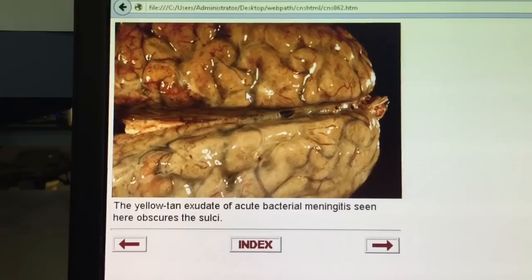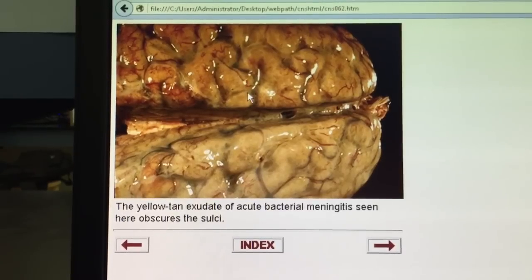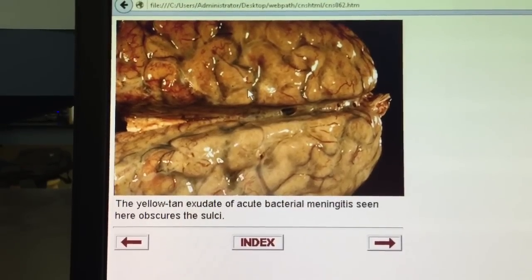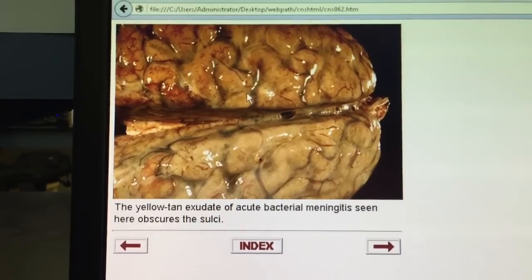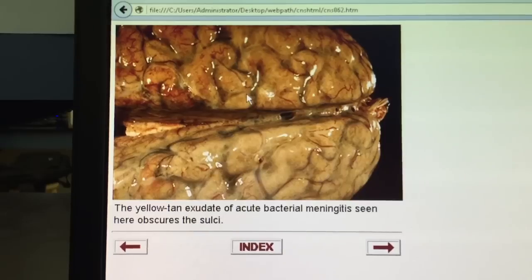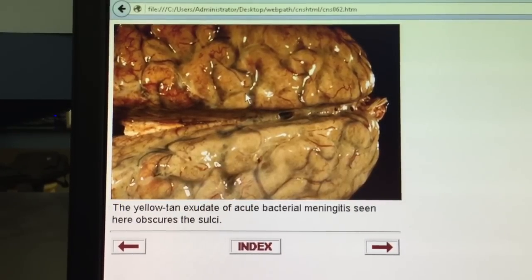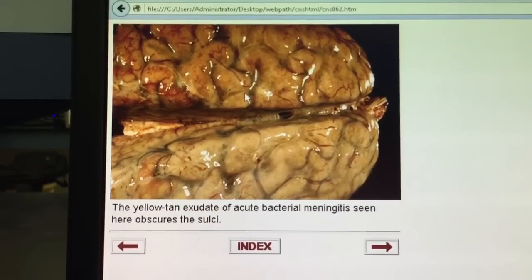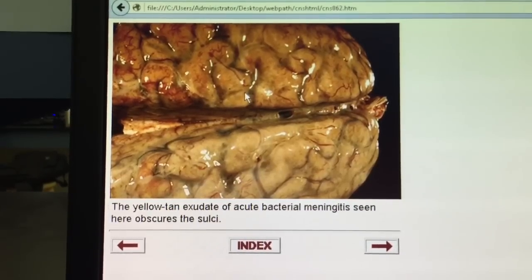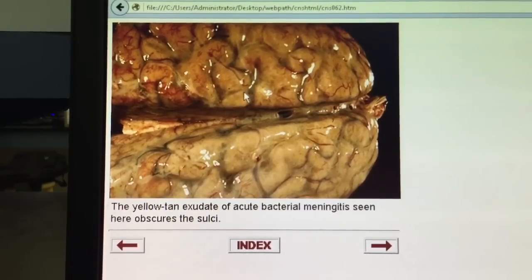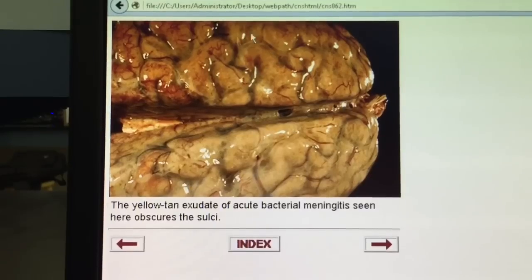Why do we say bacterial rather than viral? Because bacterial infection can lead to exudate, which will be rich in neutrophils and what? Proteins. It will be rich in proteins. That's why it's called exudate. So bacteria can cause this, but what will viral infection cause? It will cause mononuclear cells or lymphocytes rather than neutrophils, and the fluid will be clear.